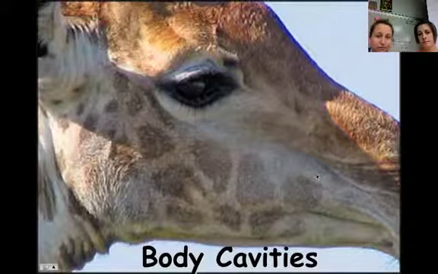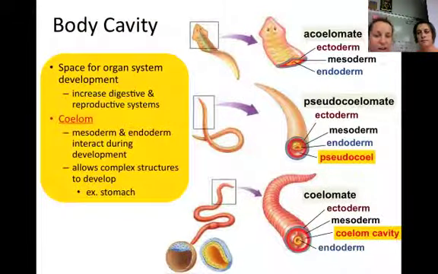All right, the last thing that we're going to talk about is body cavities of animals, and there are going to be 3 different types that they can have. Body cavity, by definition, is the space for organ system development, okay? And what it does is it increases the digestive and the reproductive systems. The actual coelom itself allows complex structures to develop, like the stomach. It's going to have a mesoderm and an endoderm interact during the development.